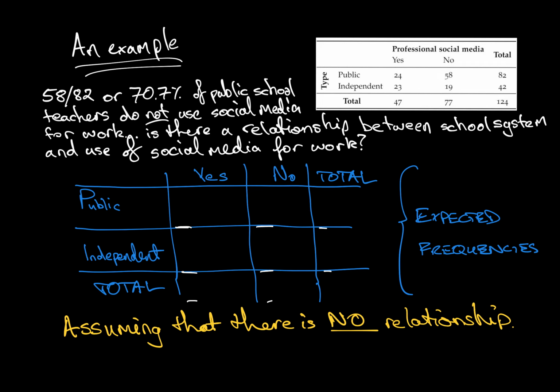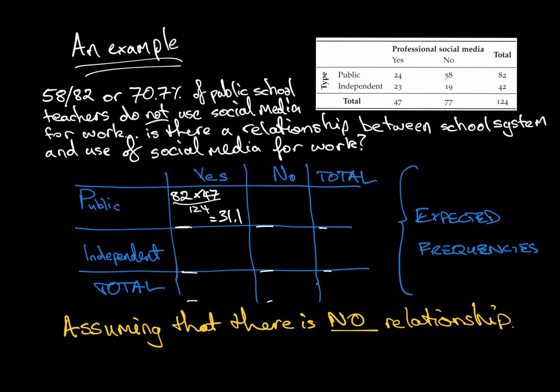In other words, we want to multiply 82, the total number of public school teachers, by 47, the total number of teachers who use social media for professional reasons, and then divide by 124, the total number of teachers altogether in the sample. This gives us an expected frequency of 31.1.